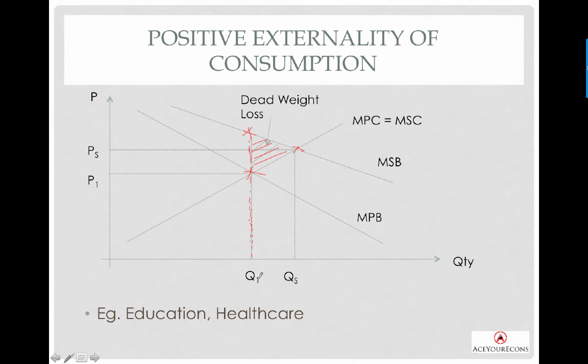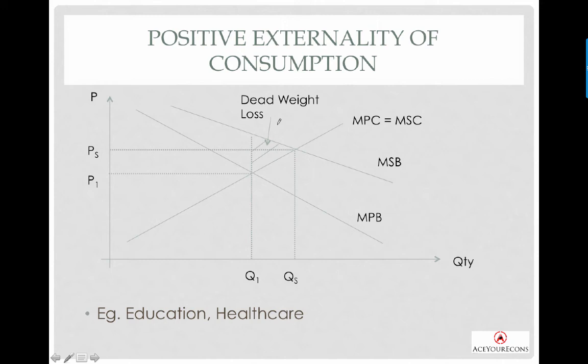Why? Because at Q1, where you are currently consuming, your MSB is greater than your MSC. It simply tells you that the additional benefit from consuming education is higher than the additional cost incurred while consuming education. So there is underconsumption and society needs to consume more. That is why there is deadweight loss. There is an inefficient allocation of resources here.